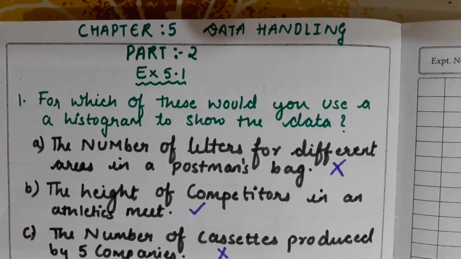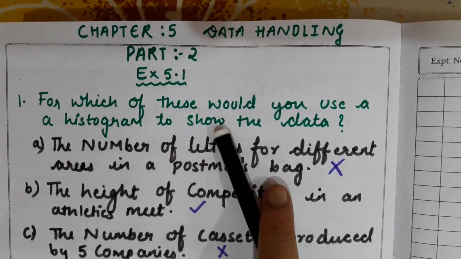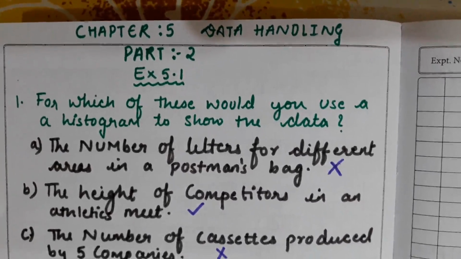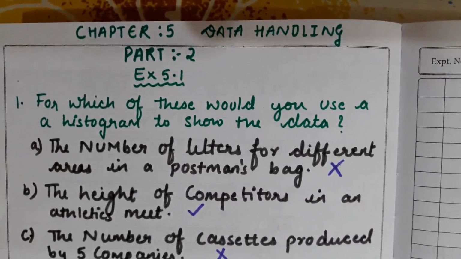The very first question of this exercise. Let's see what is there. For which of these would you use the histogram to show the data? Now when we are making a histogram, children, we have intervals. We have 4 options here, so we have to decide whether in this case we can make a histogram or not.